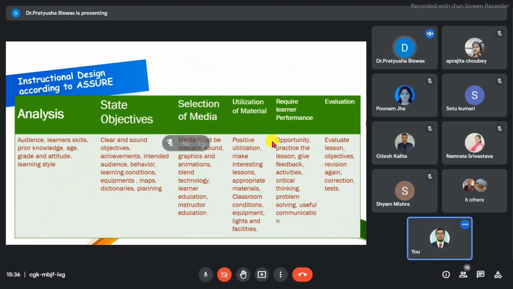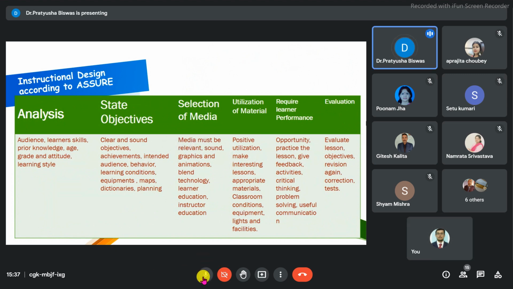Utilization of material: positive utilization, make interesting lessons, appropriate materials, classroom conditions, equipment, lights and facilities. Require learner performance: opportunity, practice the lesson, give feedback, activities, critical thinking, problem solving, useful communication. Evaluation: evaluate lesson, objectives, revision again, correction and test.